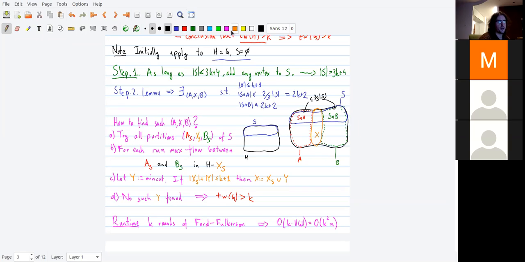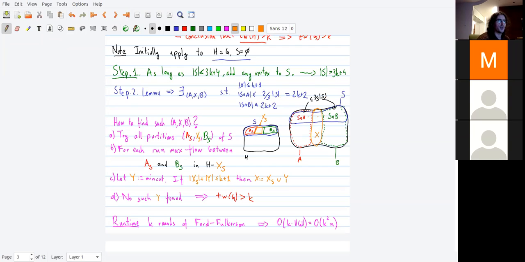So by branching, or by trying all possibilities, I can guess what from S will go to the left side and what from S will go to the right side. So I guess a partition of S into the left side A_S, the right side B_S, and the separator X_S. Yeah, so this is this partition. I will try something for every such partition.